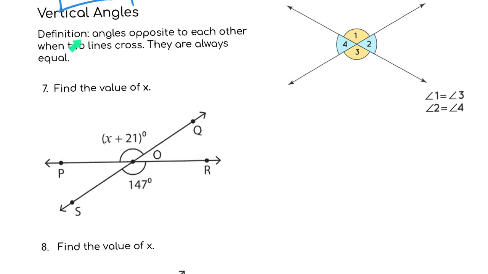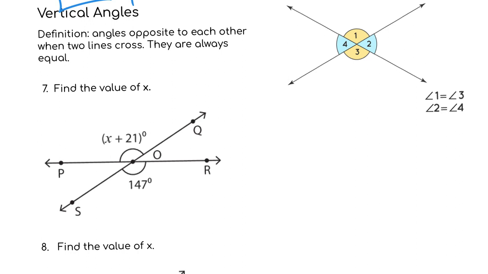Next, we're going to talk about vertical angles. The definition of vertical angles is angles opposite to each other when two lines cross. They're always going to be equal to each other. Here's an example: angle 1 and these two lines cross each other. Angle 1 and angle 3 are across from each other, so they're equal to each other. Angle 2 and angle 4 are across from each other, so they're also equal to each other.